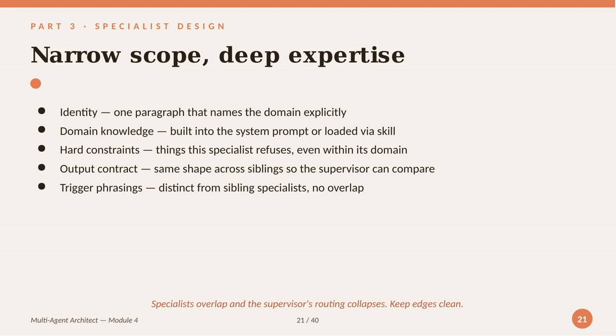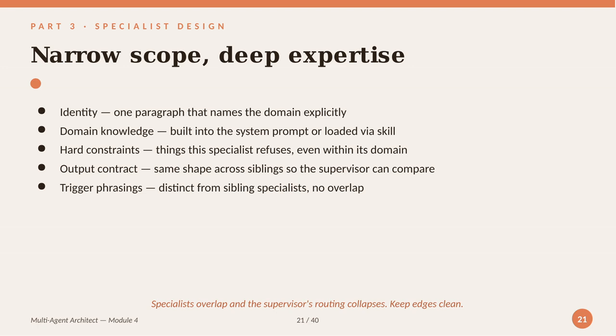Hard constraints. Things this specialist refuses, even within its domain. The Rust specialist might refuse to suggest unsafe blocks without explicit user authorization. The TypeScript specialist might refuse to introduce new dependencies. Hard constraints scope the specialist's blast radius.